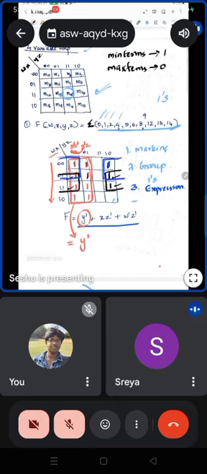Next for the black group. For this black group, how many ones are present inside that? 4 number of ones are present.